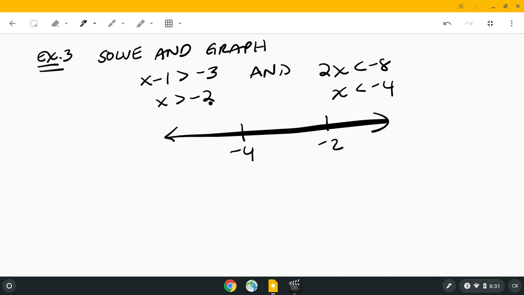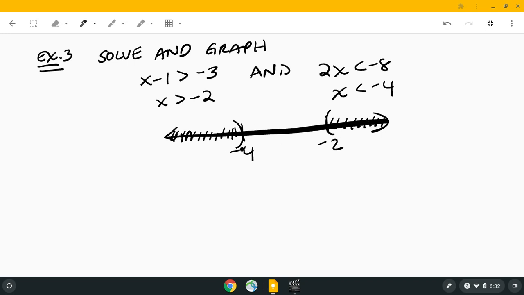Okay, so let's do this one first. X is greater than negative 2. Strictly greater than. So parentheses, greater than. So that's this way. And now let's do this one. X is less than negative 4. Strictly less than. So we shade this way for less than. Okay. We're doing and. Do they overlap?